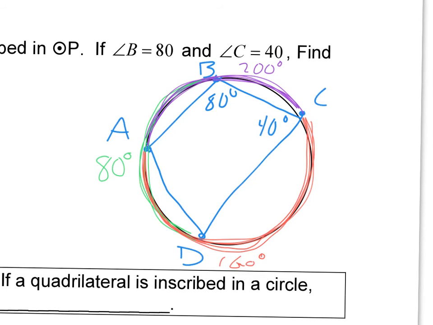Well, now look at this. If this is a 200-degree arc, and this angle inscribes that arc, right? This angle right here has to be exactly half of 200, so it has to be 100 degrees. Yeah, that makes sense.